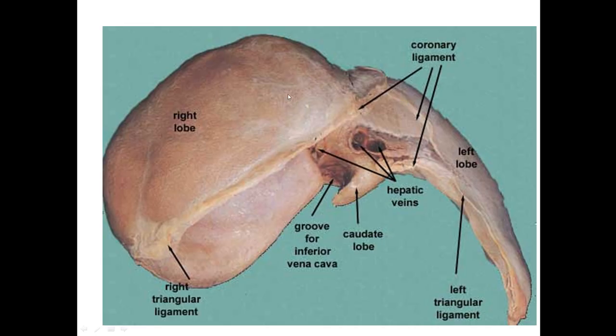This is a superior view of the liver. What we can see over here are the coronary ligaments. And these two coronary ligaments on the right side form the right triangular ligament. On the left side they form the left triangular ligament. We are seeing the superior view of the liver. Fine.